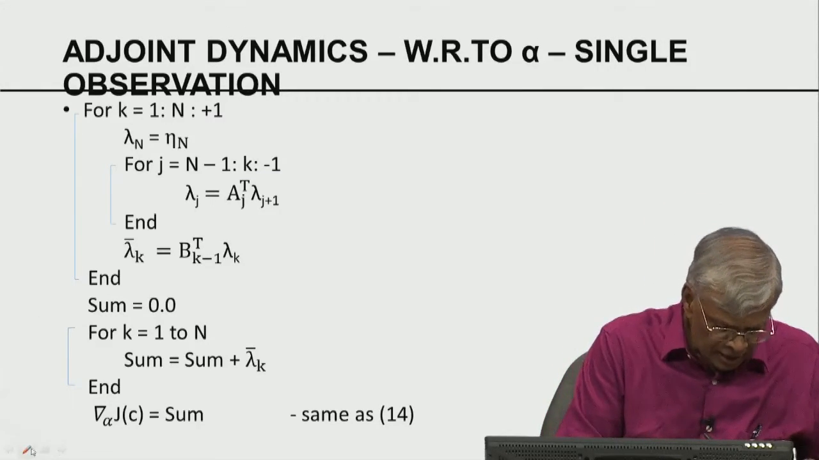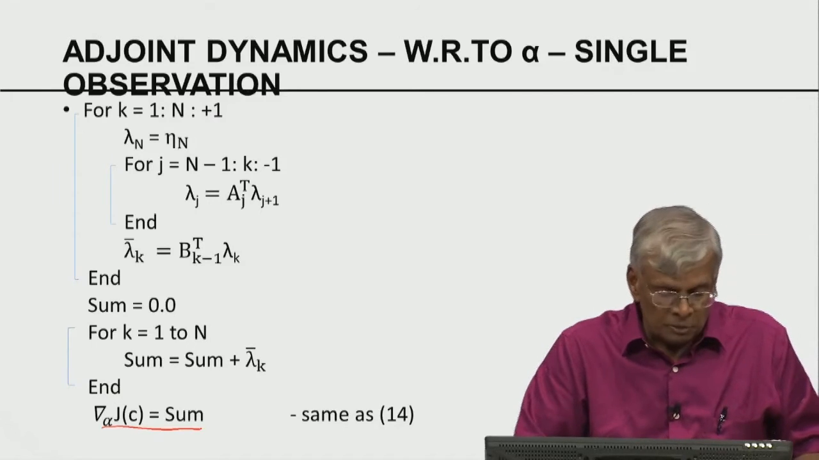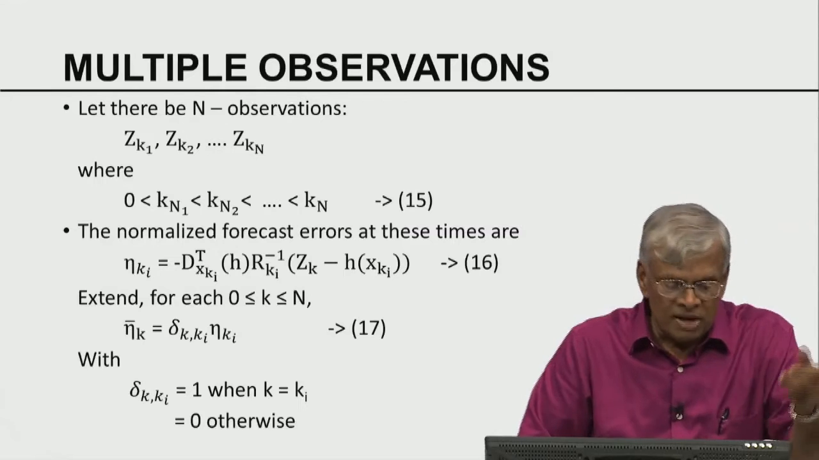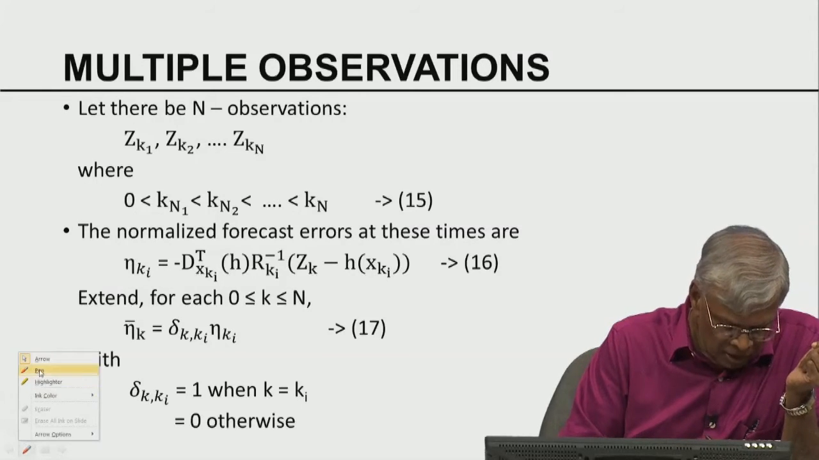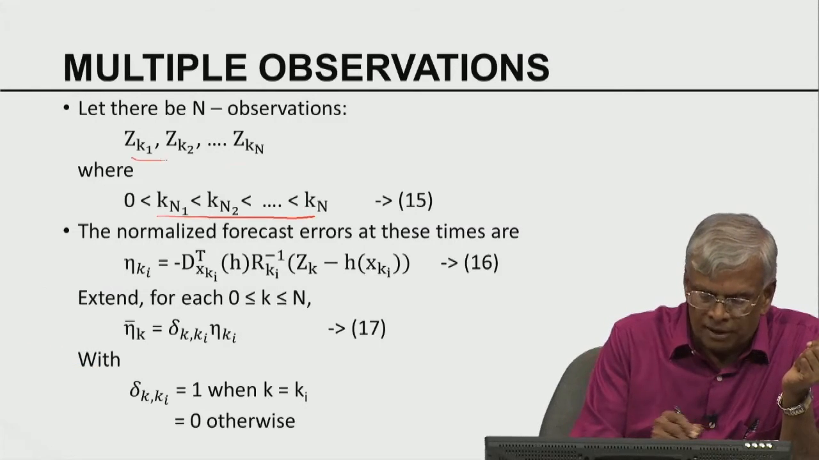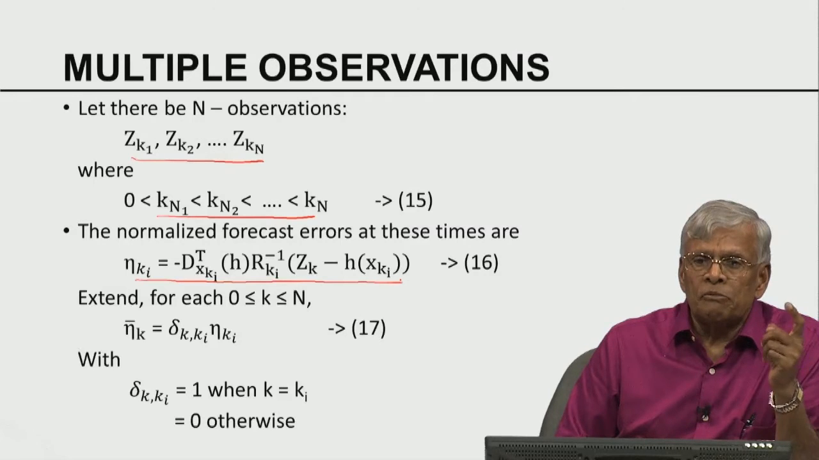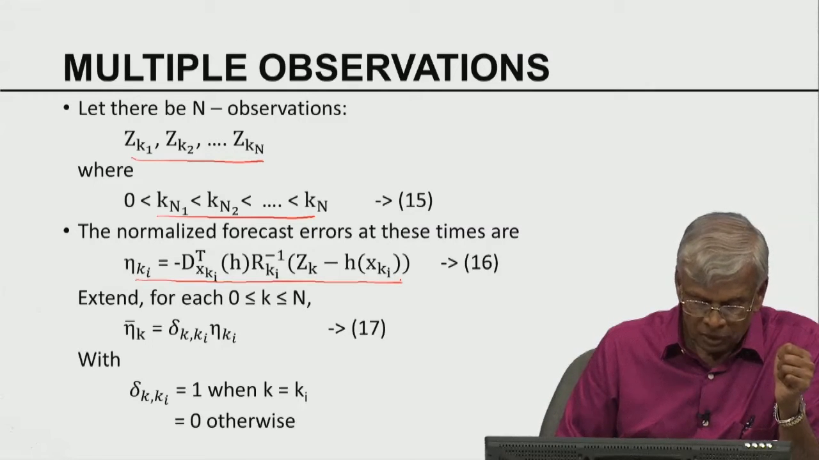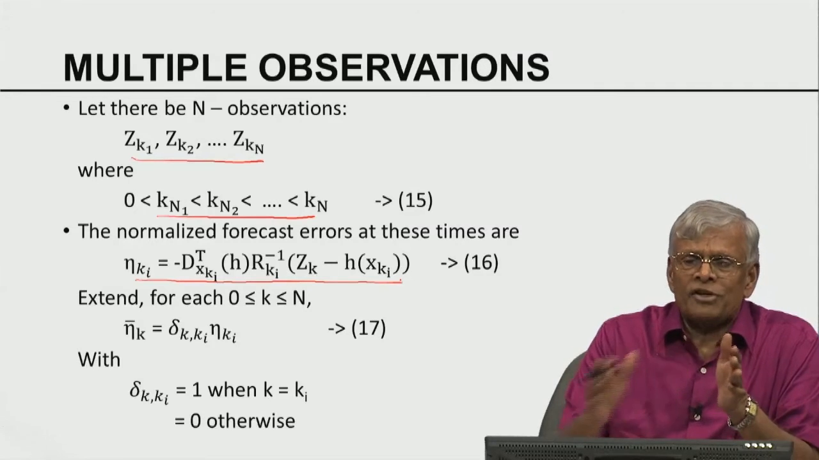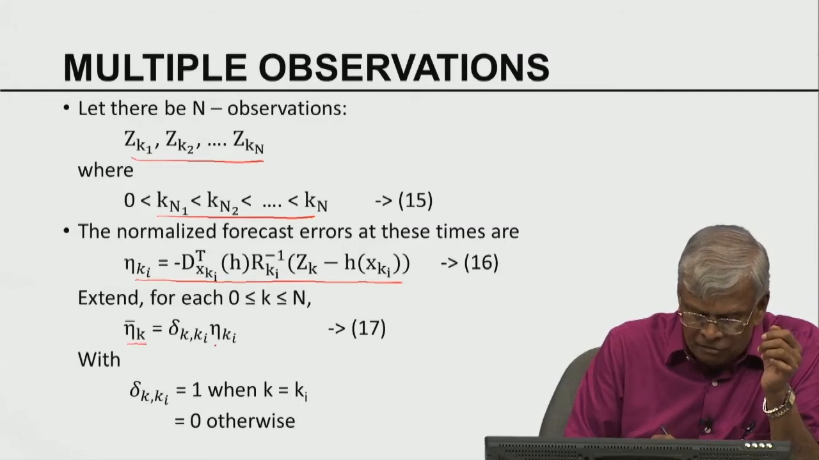And what is the end result of this? It computes delta alpha with respect to the parameter alpha. That is the adjoint sensitivity with respect to the parameters. When I have multiple observations, it is simply an extension of what we have shown. Again, I am going to have n different times. I would like to show this for the sake of completeness. There are n different times, n different observations. Each of the eta ki's are the forecast errors, normalized forecast errors viewed from the model space at each one of the time instances. Since the forecast errors are not at every time, there are gaps. I am now going to define eta bar k, which is related to eta k.